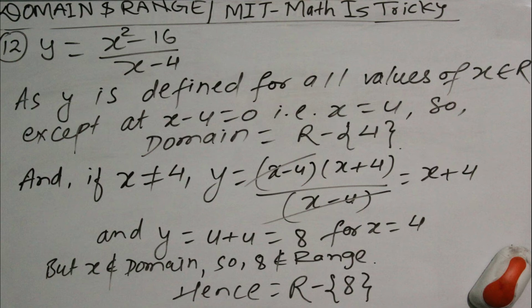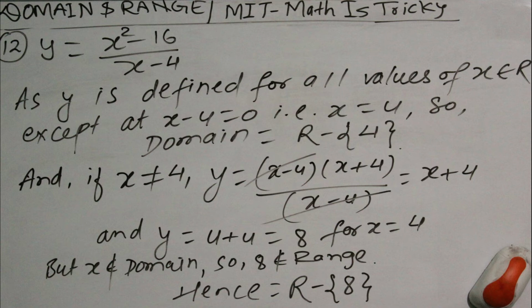So the domain will be R minus {4}, because for 4 it is not defined, and for all others it is defined. As we know, in the domain we have not included 4. For all other values of x it is defined, so we can simplify this function: x square minus 16 is x square minus 4 square. Using the a square minus b square formula, we can cancel x minus 4 from numerator and denominator, so we get x plus 4 as the function.